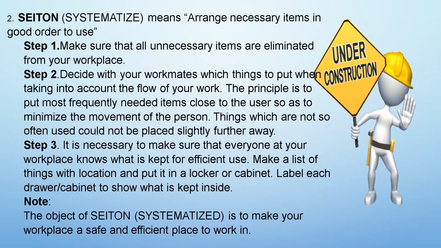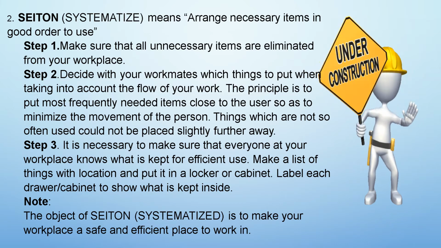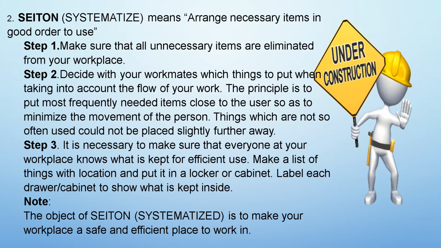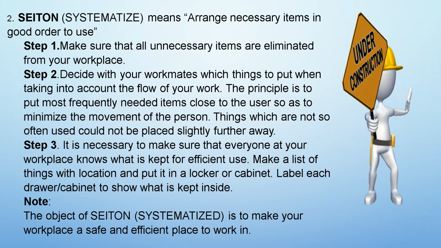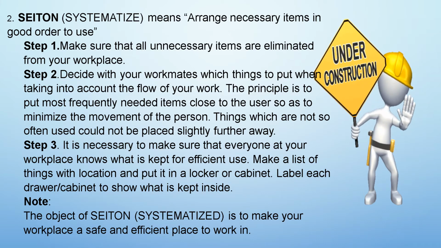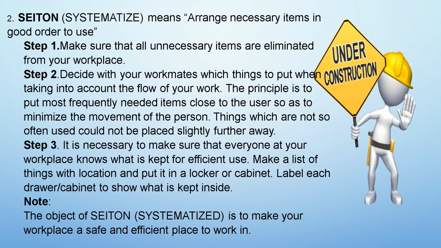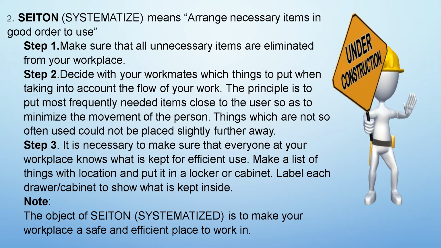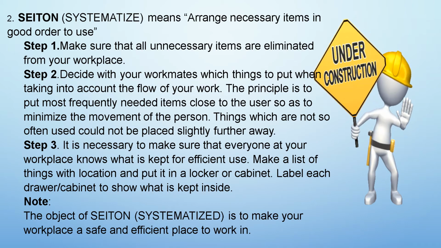Second, we have the Seiton, or systematize, which means arrange necessary items in good order to use. So we should follow step 1. Make sure that all unnecessary items are eliminated from your workplace. Step 2. Decide with your workmates which things to put where, taking into account the flow of your work. The principle is to put most frequently needed items close to the user so as to minimize the movement of the person. Things which are not so often used could be placed slightly further away.